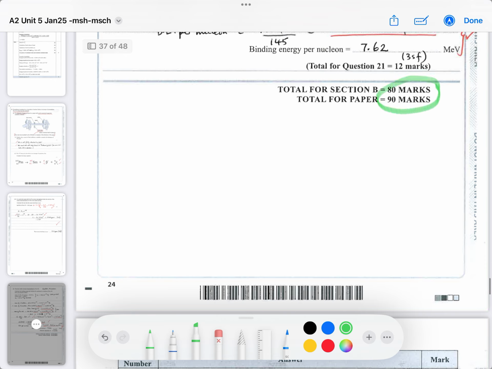So you can see that both the linear and the international A-level have a 90 mark, 1 hour 45 minute paper.